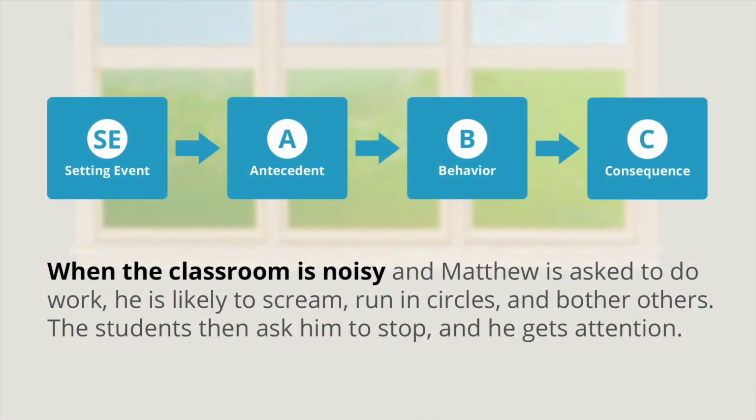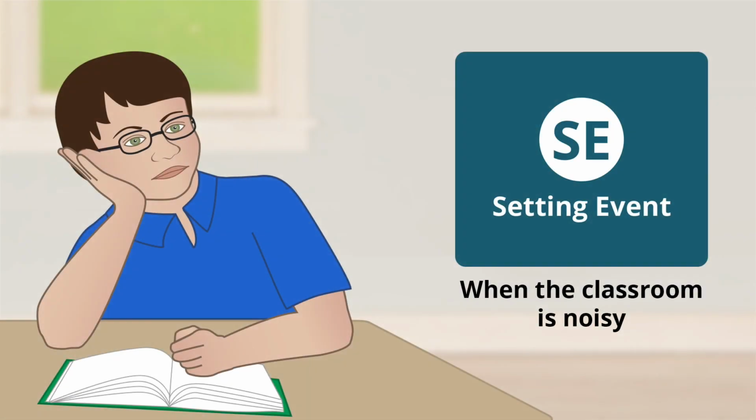Look at the portion of the summary statement, when the classroom is noisy. Is this a setting event, an antecedent, a behavior, or a consequence? It's a setting event. The noisy classroom is not the immediate antecedent for Matthew's problem behavior. The noisy classroom doesn't trigger his screaming and running in circles. The antecedent is when he is asked to do work in a noisy room.